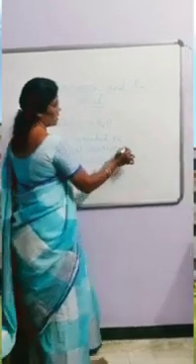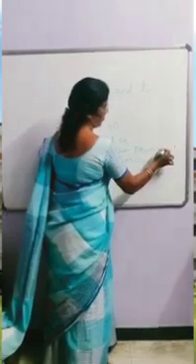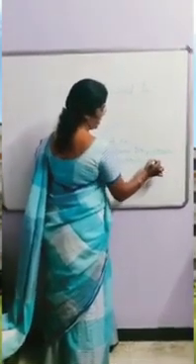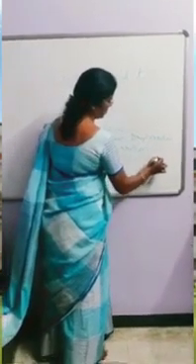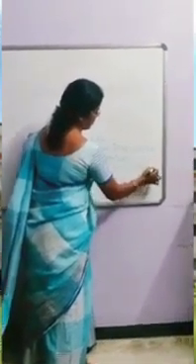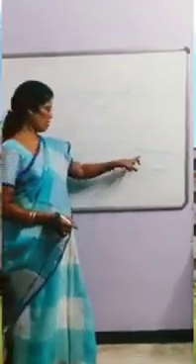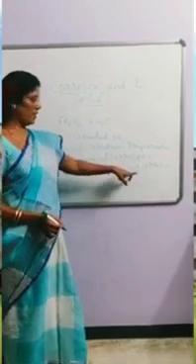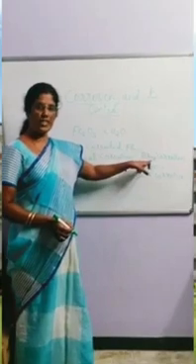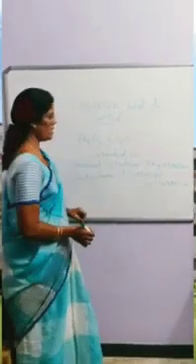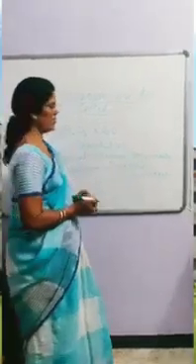Chemical corrosion is also called dry corrosion. Electrochemical corrosion is also called wet corrosion. Dry corrosion and wet corrosion. Dry corrosion is called chemical corrosion. Wet corrosion is called electrochemical corrosion. Dry corrosion, what is dry corrosion? Dry corrosion means direct attack of metal surface by the atmospheric gases.